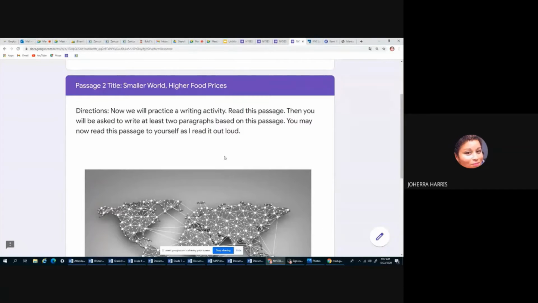Now we will practice a writing activity. Read this passage. Then you will be asked to write at least 2 paragraphs based on this passage. You may now read this passage to yourself as I read it out loud.